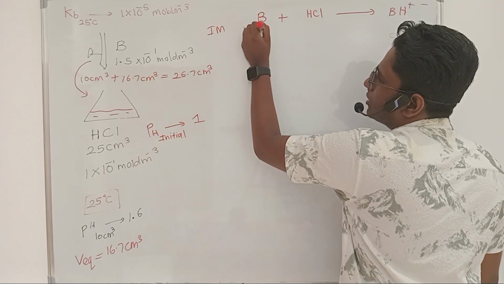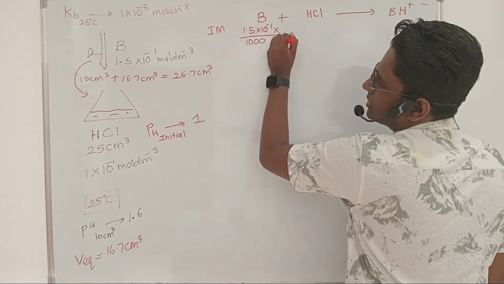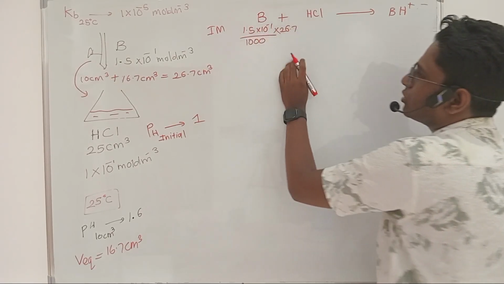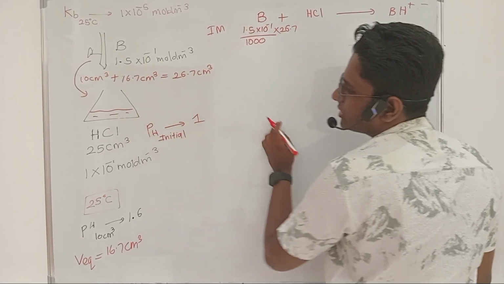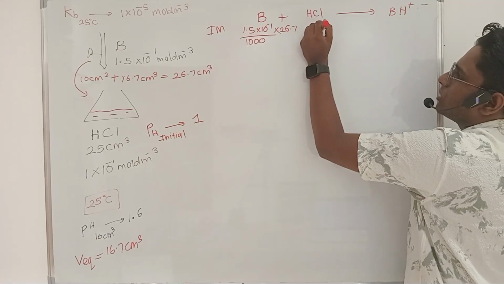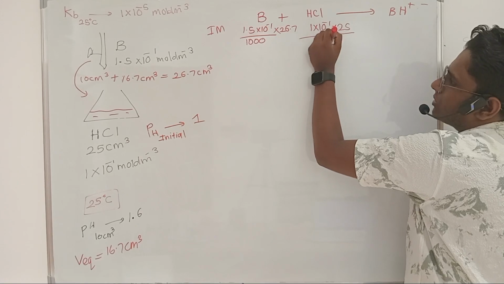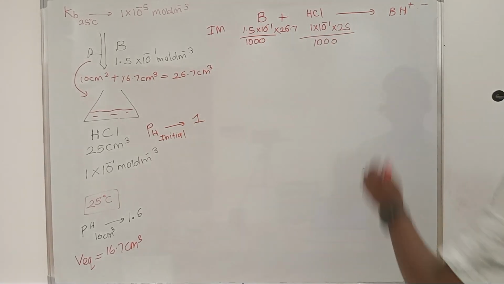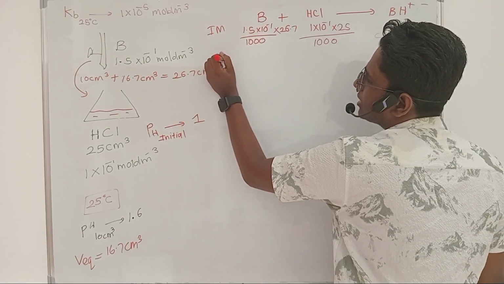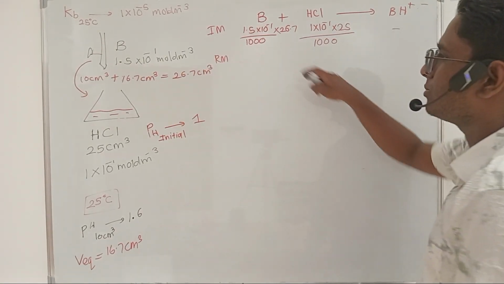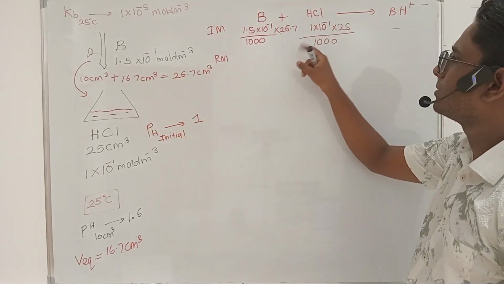1.5 into 10 to the power minus 1 present in 1000, 26.7. That is the initial added moles of B, right? What is the initial added moles of HCl? That is the moles present in the titration flask, that is 1 into 10 to the power minus 1 into 25 over 1000. Initially BH plus is not present. Now reaction is going to happen, so you have to find the reacted moles. How can you find them? You have to find the limiting reagent. Now who's the limiting reagent?